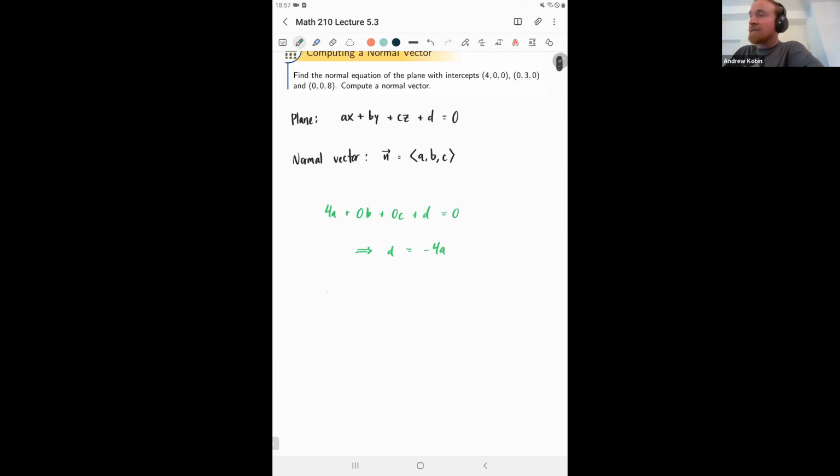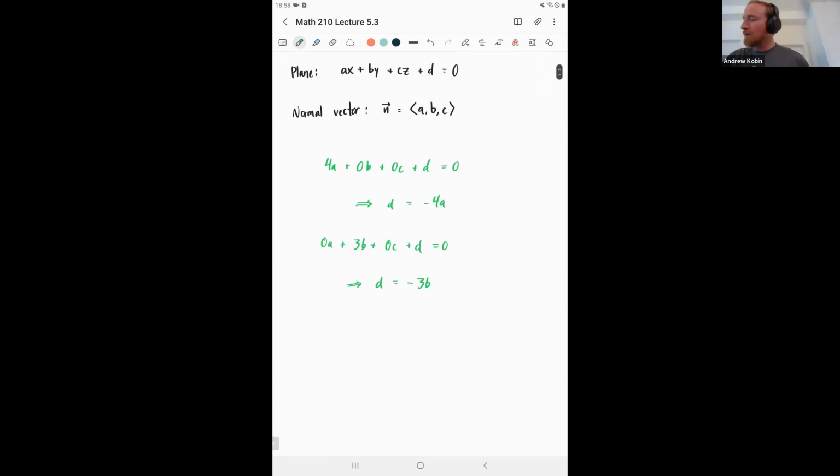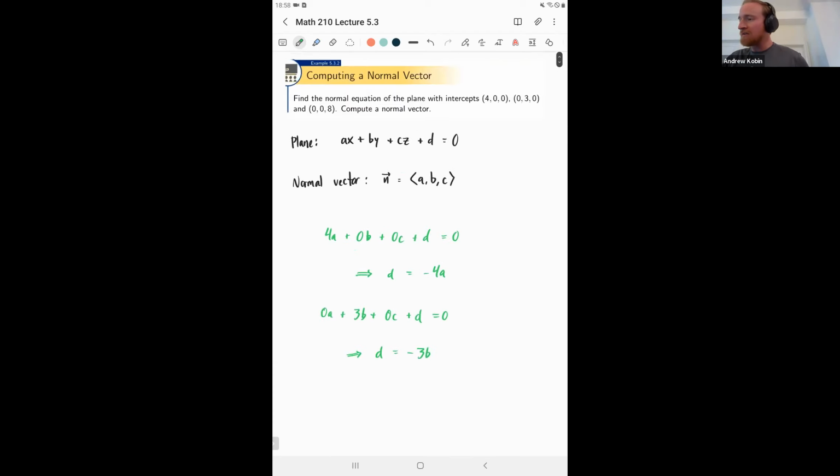I need to keep my points on the picture. So now let's plug in 0, 3, 0. We'll get 0a plus 3b plus 0c plus d is equal to 0. And if we solve for, let's solve for d again, this might be useful. We'll get d is negative 3 times b. So whatever a and b are, we know that d is negative 4 times one of them and negative 3 times another of them. The last point we're going to plug in is 0, 0, 8.